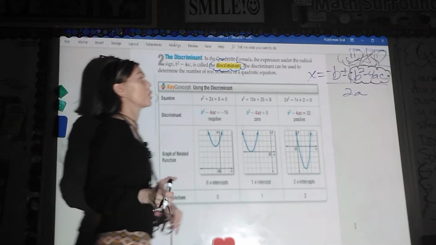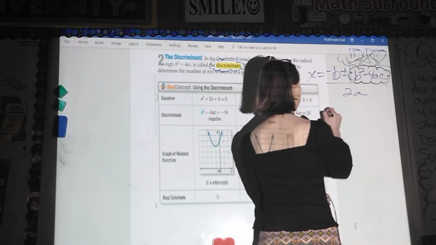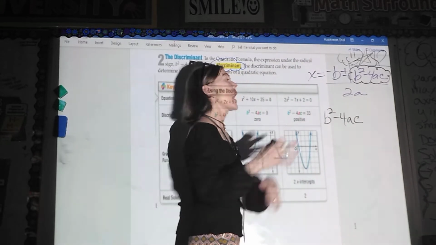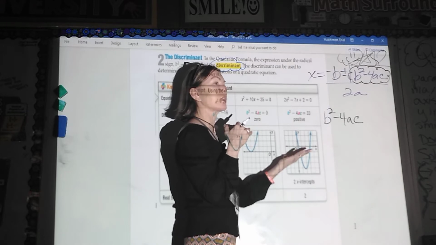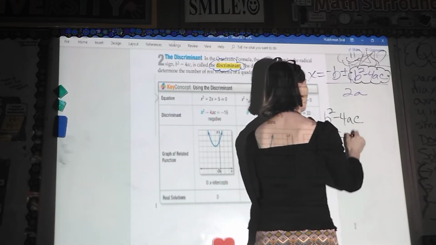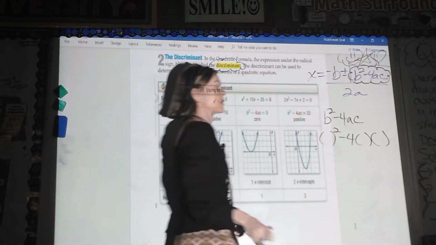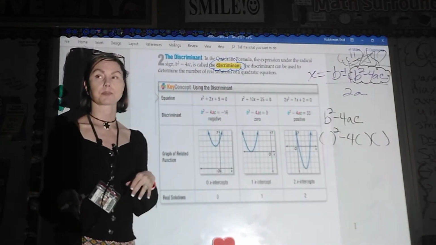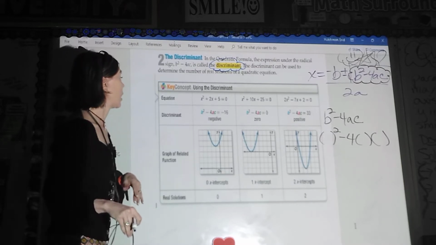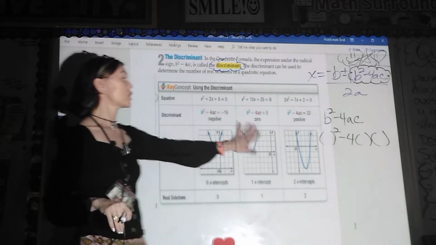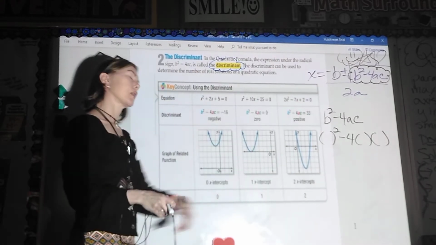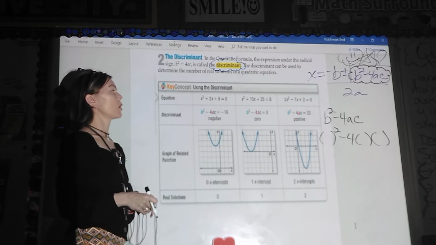So, super simple. Everyone go ahead and write the discriminant, b squared minus 4ac. That's what it is, right? And with every formula, we write the formula and then rewrite it with the empties. So here we go, b squared minus 4 times empty times empty. So here are 1, 2, and 3 examples.